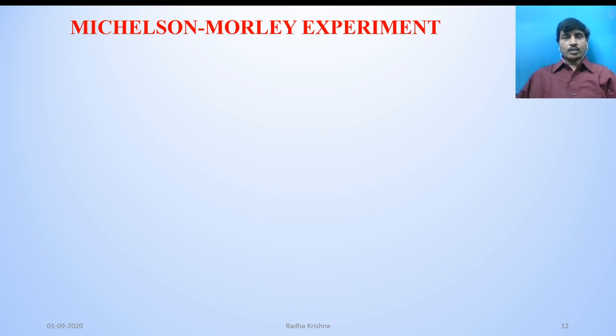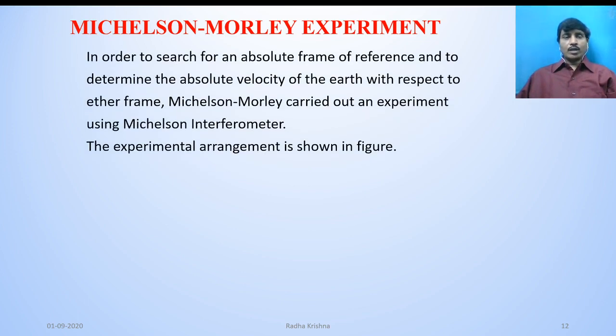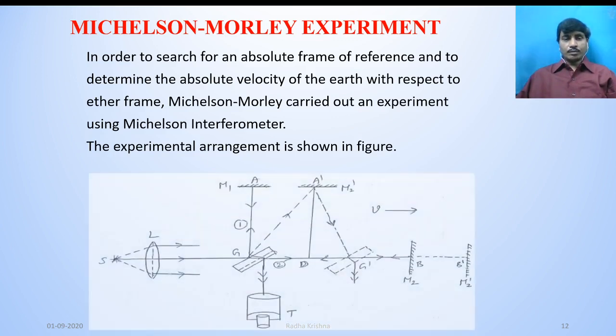In this video lecture, I would like to explain the Michelson-Morley experiment and its negative result. In order to search for an absolute frame of reference and to determine the absolute velocity of the Earth with respect to either frame, Michelson-Morley carried out an experiment using the Michelson interferometer. The experiment arrangement is shown in the figure.